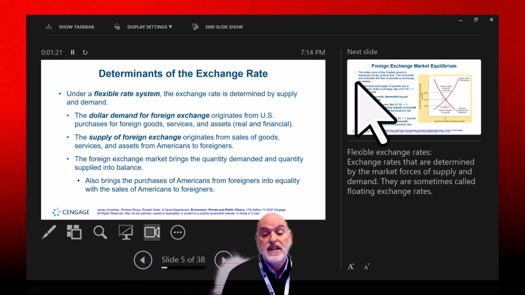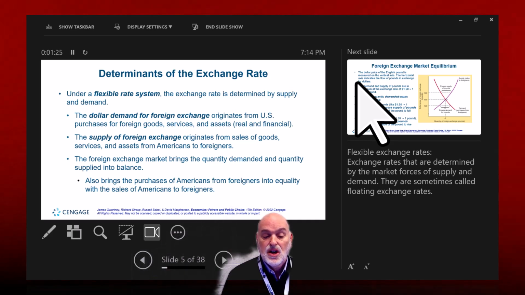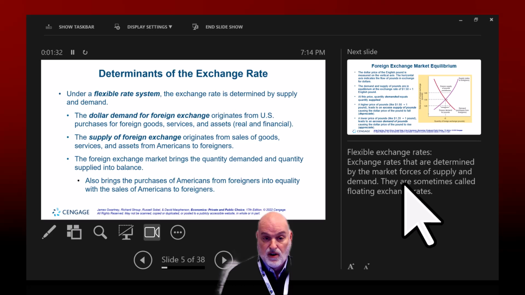The foreign exchange market brings the quantity demanded and quantity supplied into balance. It also brings the purchases of Americans from foreigners into equality with the sales of Americans to foreigners.